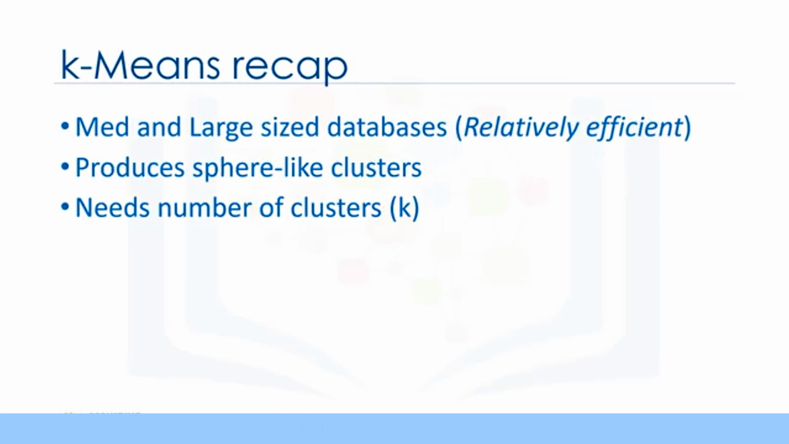So, let's recap k-means clustering. K-means is a partition-based clustering, which is A, relatively efficient on medium and large-sized datasets, B, produces sphere-like clusters because the clusters are shaped around the centroids, and C, its drawback is that we should pre-specify the number of clusters, and this is not an easy task.